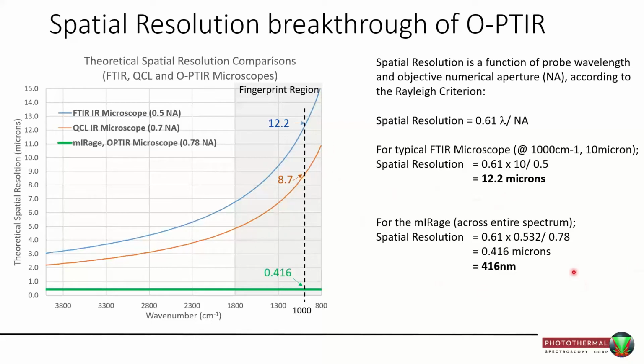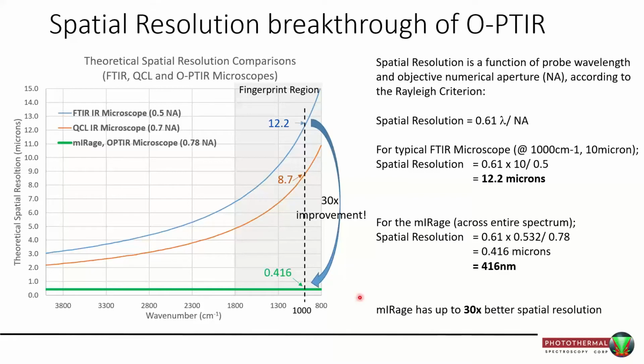But with O-PTIR, it's very similar to Raman in the sense that the probe wavelength is constant, and it's a very low number, which is a good thing. Your spatial resolution is 416 nanometers, and it's flat. It doesn't matter whether you're measuring at 1,000 wave numbers or out here at 3,300 wave numbers, the spatial resolution is constant. And so that's where that approximate 30x improvement over existing FTIR QCL microscopes comes from.